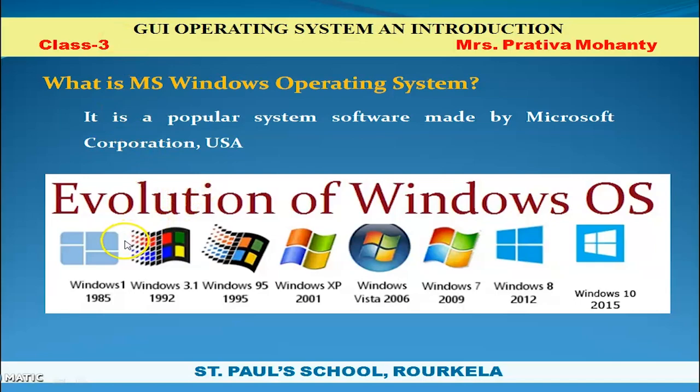Here the first one is Windows 1, developed in 1985. Then Windows 3.1 developed in 1992. Then Windows 95 in 1995. Then Windows XP in 2001. Then Windows Vista in 2006. Then Windows 7 in 2009. Then Windows 8 in 2012. And the latest one is Windows 10 in 2015. Now in this chapter, we will discuss Windows 7.